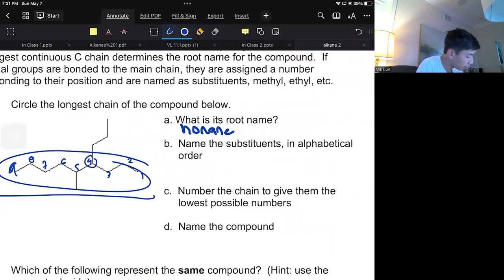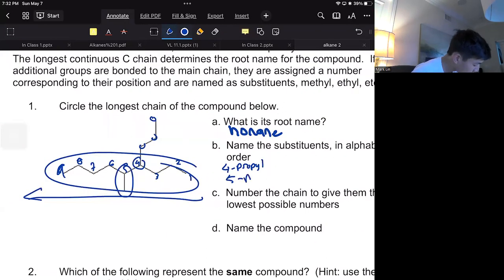So at number 4, we have a 1, 2, 3, a 3 carbon substituent, which will be propyl. Let me look at my notes. Oh, no, I'm actually not too sure. I don't want to give you guys the wrong answers. Yeah, this will be 4-propyl. And at number 5 we see here is going to be methyl.